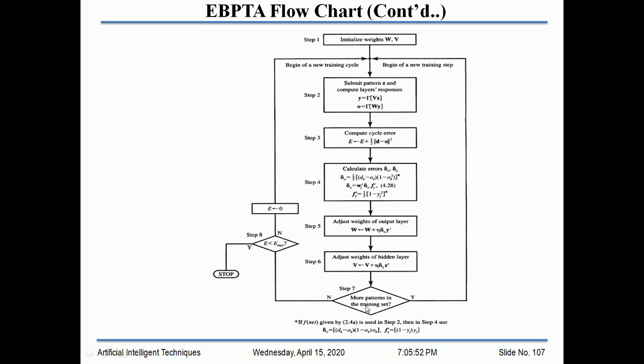If more patterns are available, if yes, go to step number 2, perform all these things to complete a cycle of training. So a new training cycle starts here. Suppose there are no new patterns, then check for the error. If the error is less than E maximum, you can stop training. If the error is greater than E maximum, you have to reset the error to 0 and go back to step number 2 and follow all this procedure.